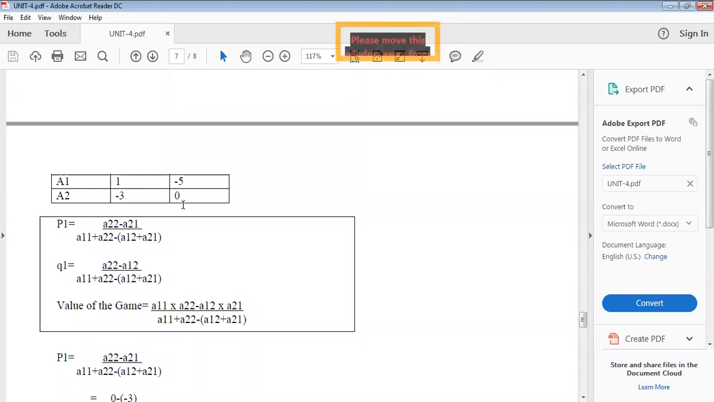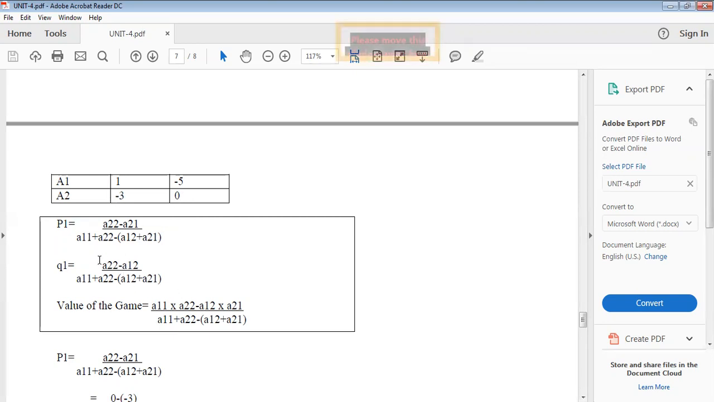1, minus 3, minus 5, 0. So this is A11. This is A12. This is A21. And this is A22. You have to write it down clearly. A11 is how much? 1. A12 is nothing but minus 5. A21 is nothing but minus 3. A22 is equal to 0.